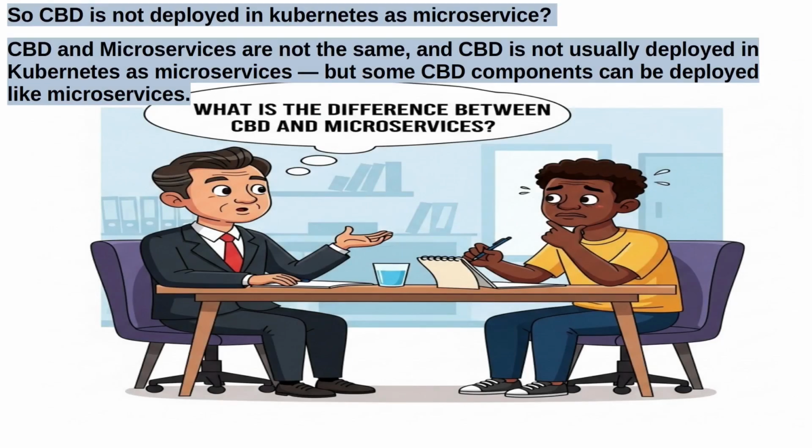CBD usually does not deploy to Kubernetes like microservices, because CBD is a large software application, so it does not make any sense to deploy to Kubernetes, and CBD apps are not designed for distributed deployment, whereas microservices are designed for a platform like Kubernetes. But some CBD components can be deployed like microservices when CBD components are converted to microservices, but it does not make any sense because CBD components are tightly coupled, they are not service-oriented.